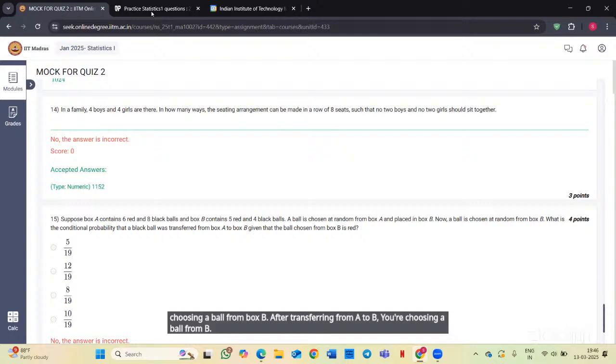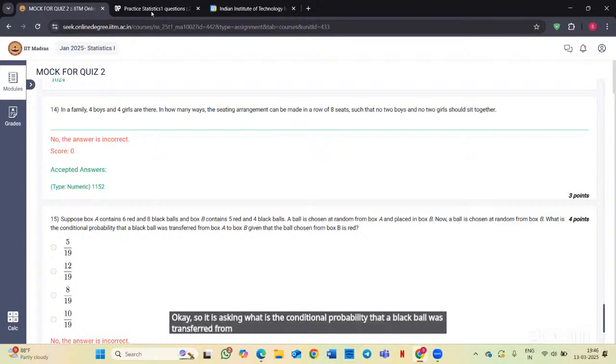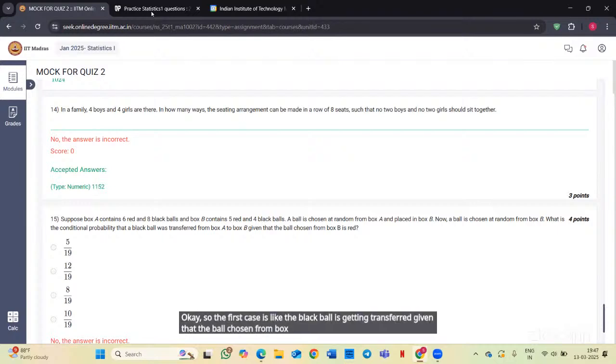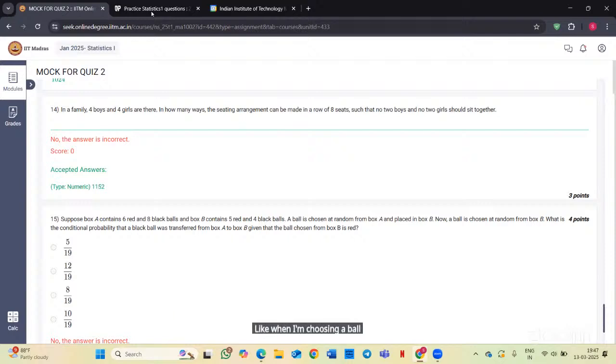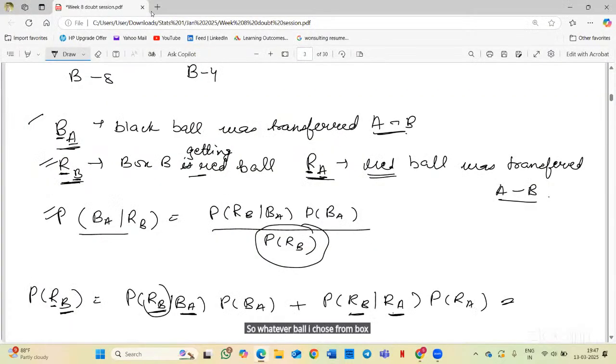Okay, the first condition is asking what is the conditional probability that a black ball was transferred from box A to B. So the first case is the black ball is getting transferred given that the ball chosen from box B is red. So this is the condition that is given. Like when I'm choosing a ball from box B, I'm getting a red ball. So what is the probability that the black ball was transferred? So whatever ball I chose from box B, it was a transferred ball from A to B. Correct.